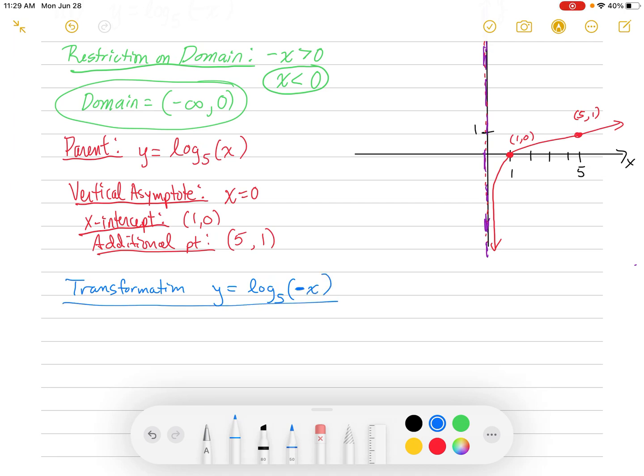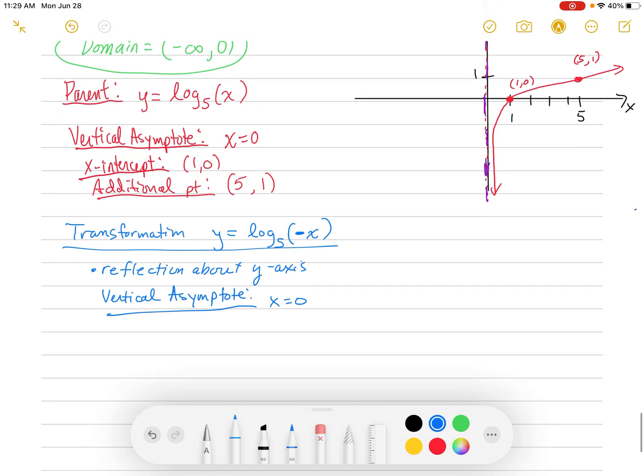Now what happens when I look at the transformation? Y equals log base 5 of negative x. Well, that negative inside of the house, that's going to be a reflection about the y-axis. So the vertical asymptote doesn't change. We're just flipping everything about the y-axis. The vertical asymptote still stays in the same position at x equals 0.